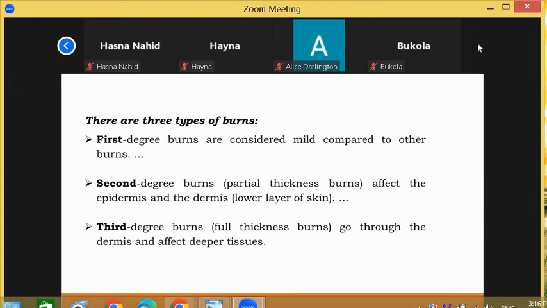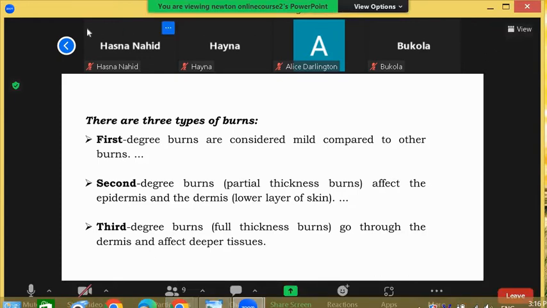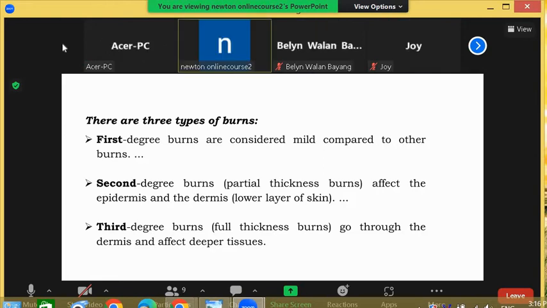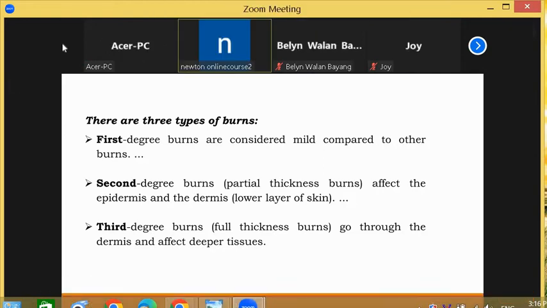Second degree burns mean partial thickness burns, which can affect the epidermis and the dermis. So second degree burn is partial thickness, which means only half the area will be affected, because we already saw the skin has three layers, but in the second degree burn, only two layers are affected. That is the uppermost layer, the epidermis, and the second layer, the dermis. That is called a second degree burn.